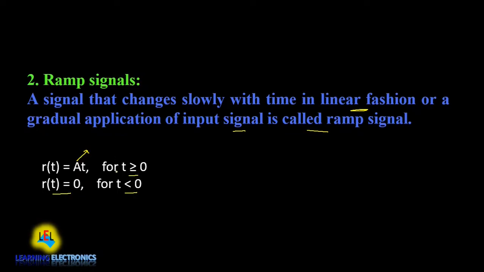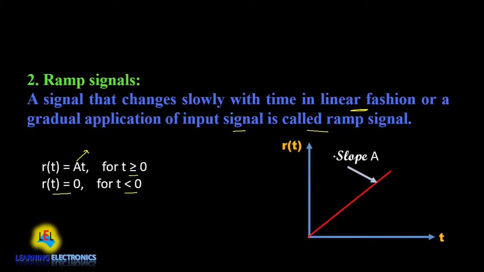That means this ramp signal will only exist for all the time values greater than or equal to 0, but it will not exist for the time values smaller than 0. Okay. So since it is a straight line equation with slope a, the graphical representation of the ramp signal will be like this. So it will increase linearly with respect to time.